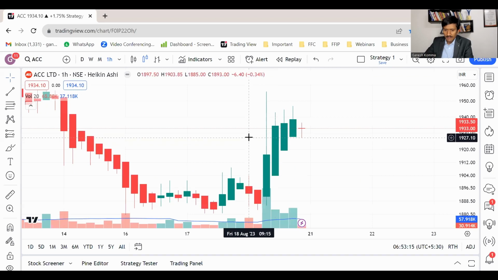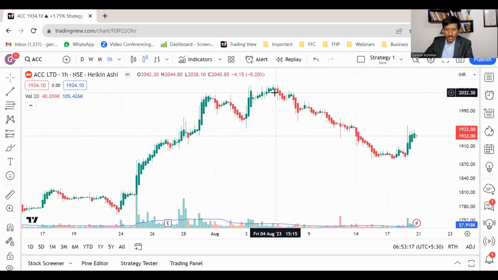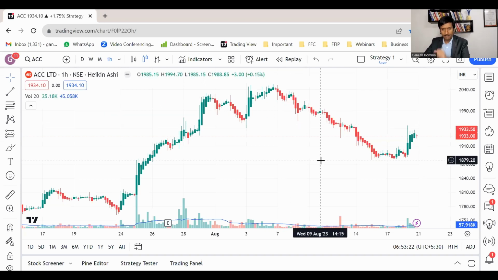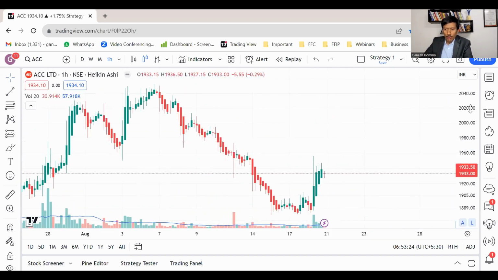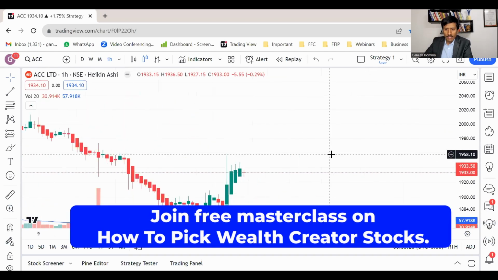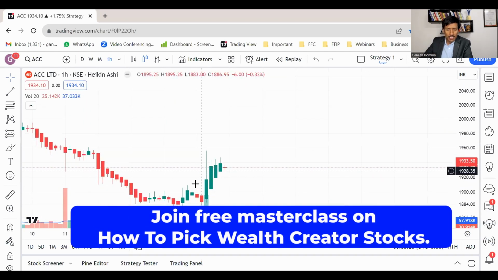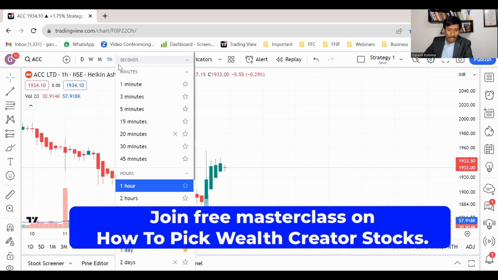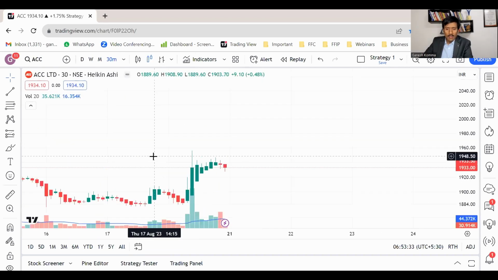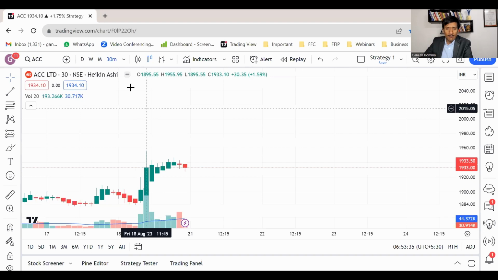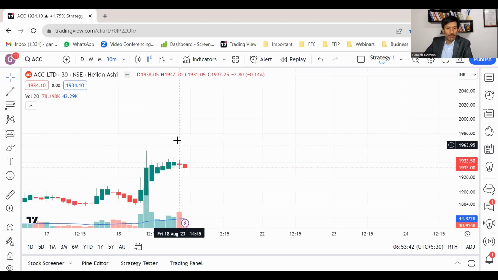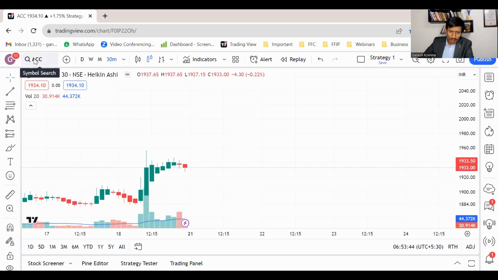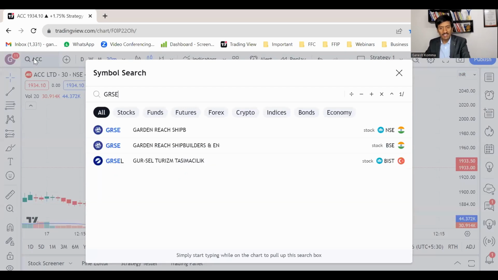ACC Limited, yes, after a very significant drop, it's starting a small pullback, right? Even on an hourly chart, it's fine. And even you can look at a 30 minutes candle, a 30 minutes time frame, which will tell you the significance of movement here, right? So maybe let's look at GRSE, right?